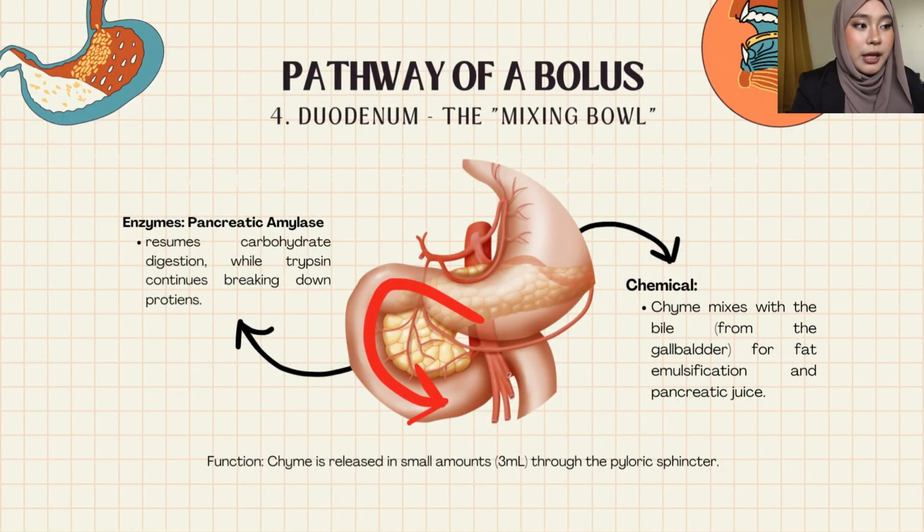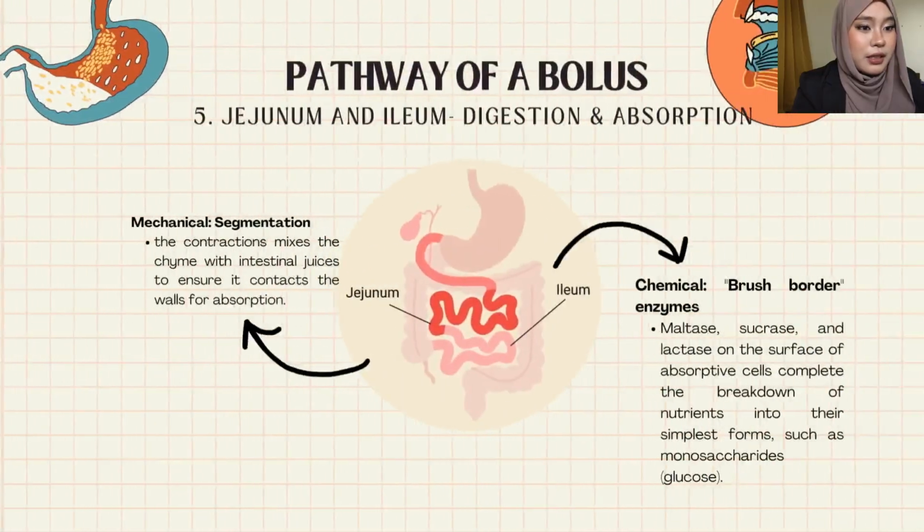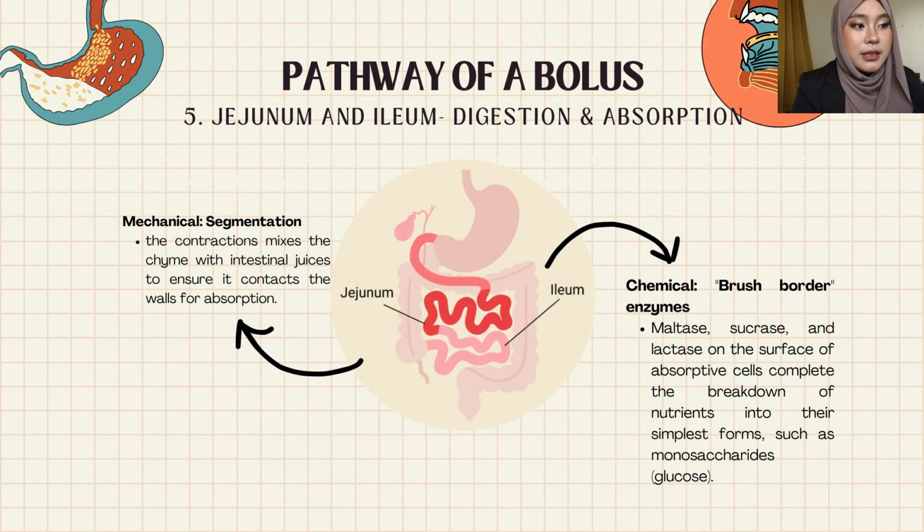In the duodenum, chyme mixes with bile for fat emulsification and pancreatic juice to resume the carbohydrate and protein breakdown. The jejunum and ileum utilize the brush border enzymes and villi to complete the nutrient absorption.